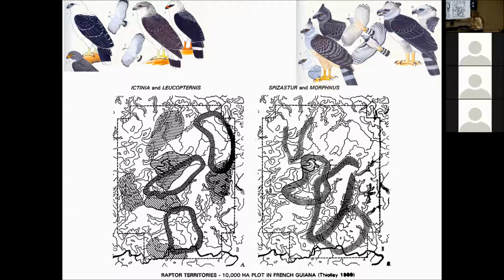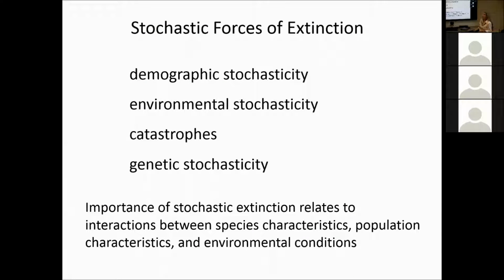But anyways, the point being is they have large home range sizes. This is a 10,000 hectare plot. What we were just looking at was a 1 hectare and 100 hectare, where you can see, this is the crested eagles, their home range size for a pair is much, much larger than either of those 1 hectare or 100 hectares. So you obviously can't maintain populations of these if you have really small forest fragments unless they can use that matrix.